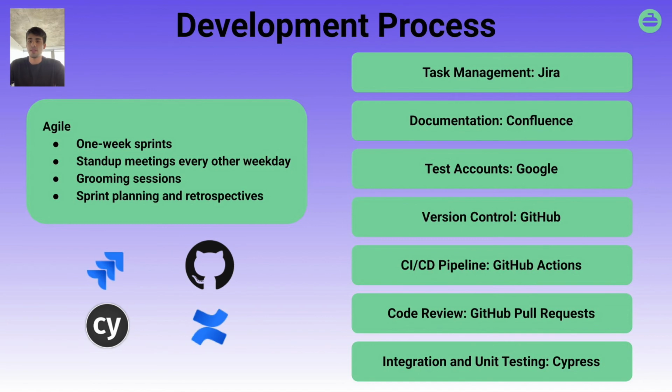All of our code lived in GitHub. This just gave us control over version control, allowed us to work on branches individually, and then allowed us to code review and also test our branches.